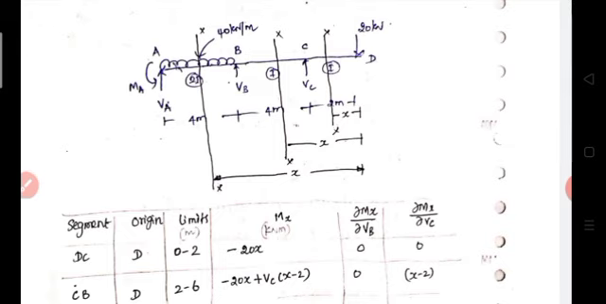Then the bending moment equation will be minus 20x, that is hogging moment. Then VC creates sagging moment, therefore plus VC into (x minus 2). Again differentiate with respect to VB. There is no VB term in Mx, therefore ∂Mx/∂VB is equal to 0. Then ∂Mx/∂VC is equal to x minus 2.